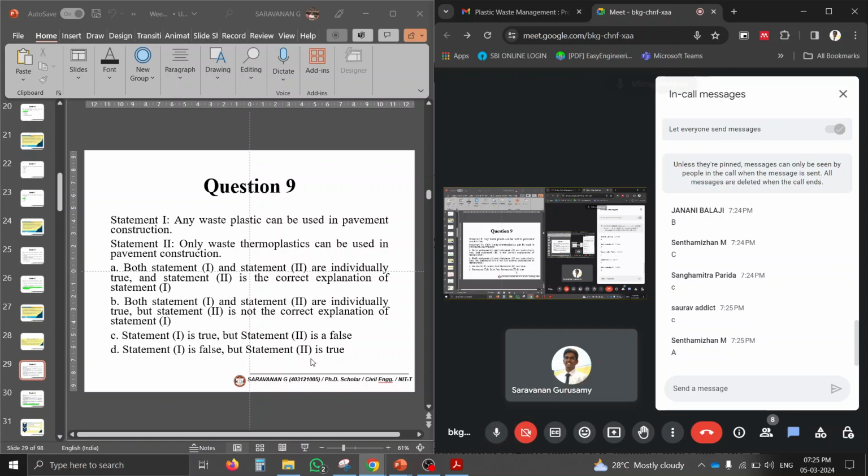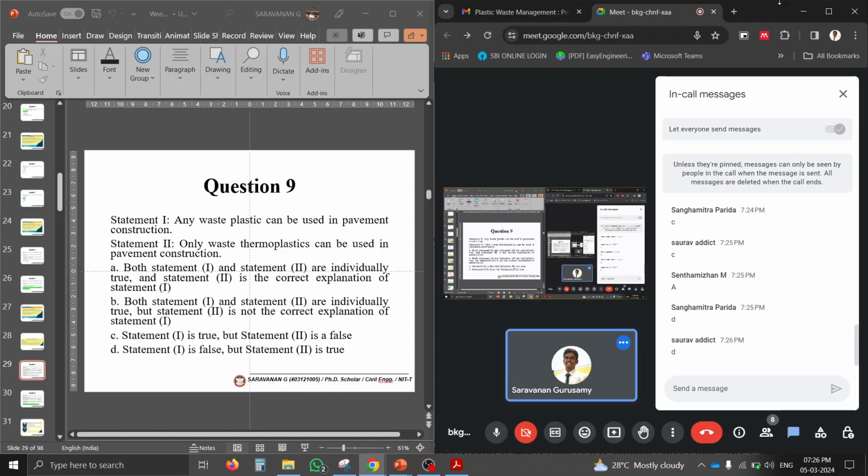Here again a statement question. The first statement is any waste plastic can be used in pavement construction. Second statement is only waste thermoplastic can be used in pavement construction. What will the answer be? Any plastic can be used in pavement construction, or only waste thermoplastic? So option C or D. Yeah, D is correct.